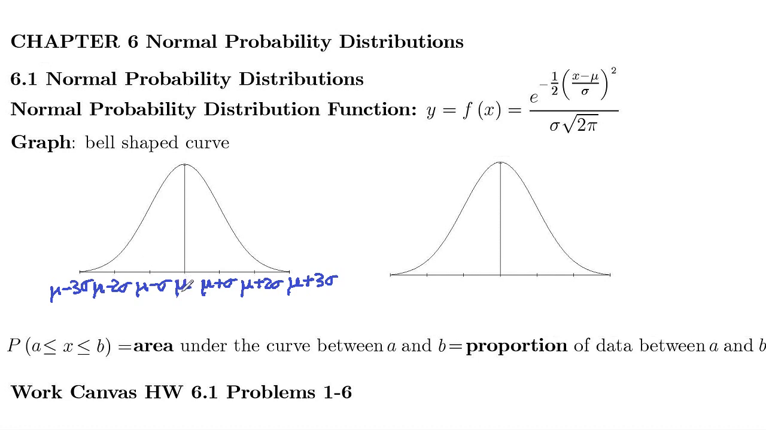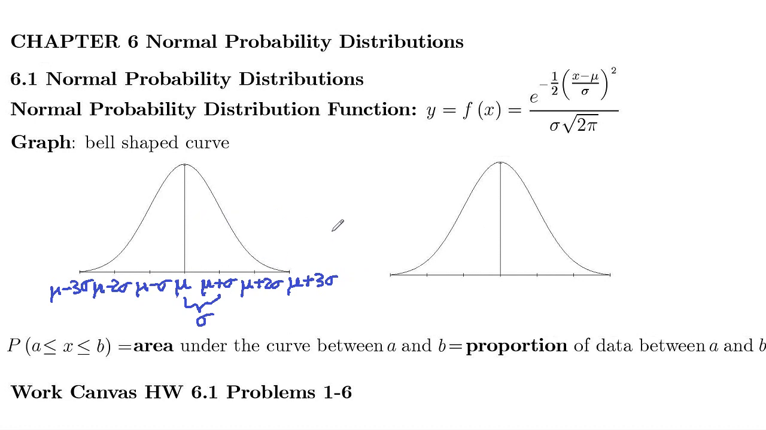So if you shift the mean, then that's going to shift it left and right on the number line. And sigma, the standard deviation, is right here. If you change the standard deviation, that's going to change the width of the curve.